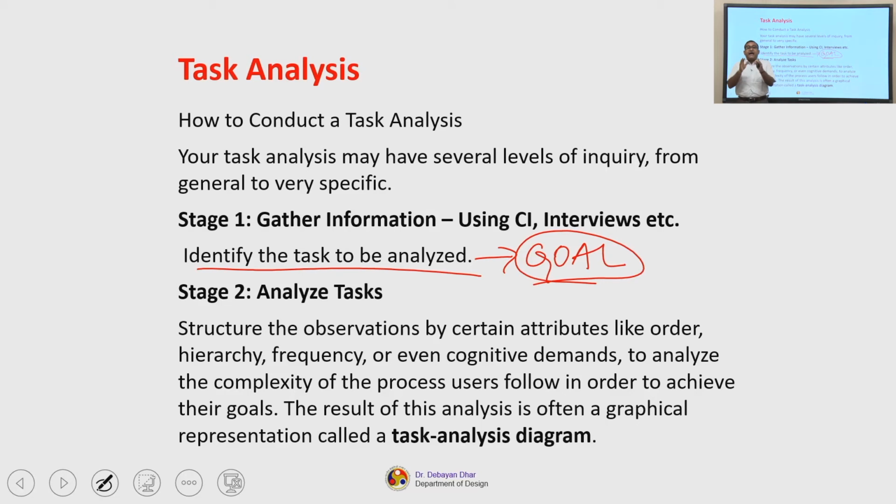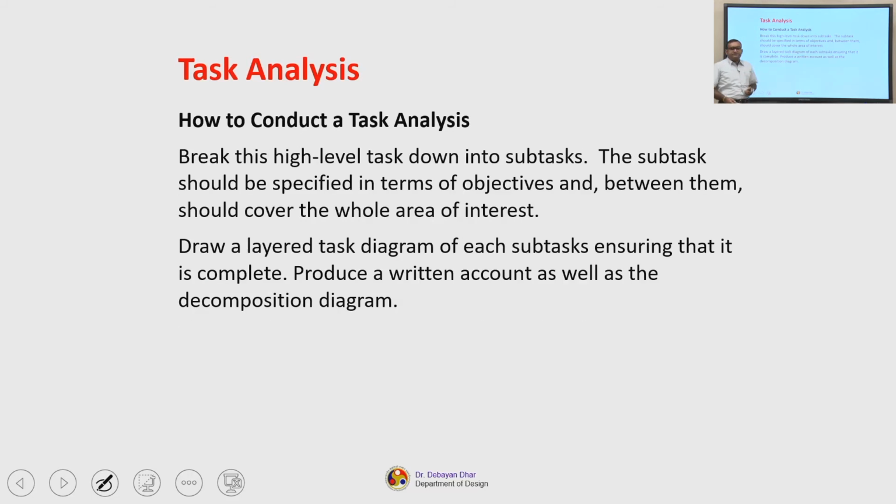Stage 2 is analyze task. Structure the observations by certain attributes like order, hierarchy, frequency or even cognitive demands to analyze the complexity of this process users follow in order to achieve their goals. The result of this analysis is often a graphical representation called the task analysis diagram. We will discuss about this.